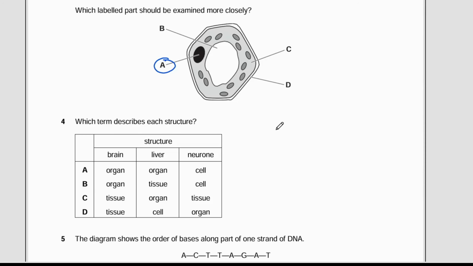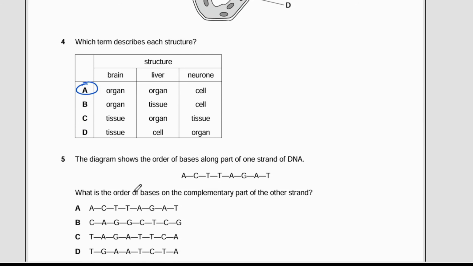Neuron is a cell. Okay, and what makes you think so that it's an organ? And why is brain a tissue? You have said brain is a tissue, right? Okay. Exactly. Brain is an organ. So the answer is A. No, it's an organ.